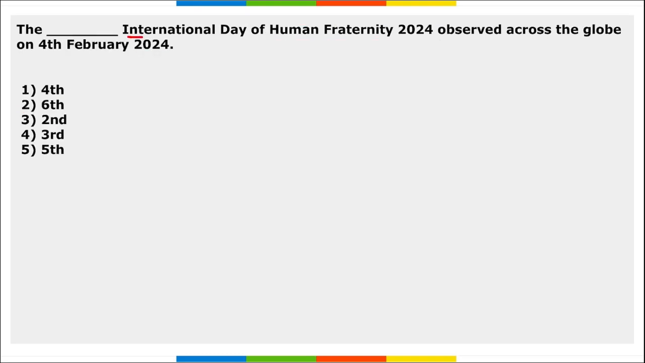Next, the dash International Day of Human Fraternity observed across the globe on 4th of Feb. So, which edition of International Day of Human Fraternity was observed on 4th of Feb? It was the 4th edition of International Day of Human Fraternity, and it is to promote peace, tolerance, inclusion, understanding and solidarity between the people of diverse faiths.